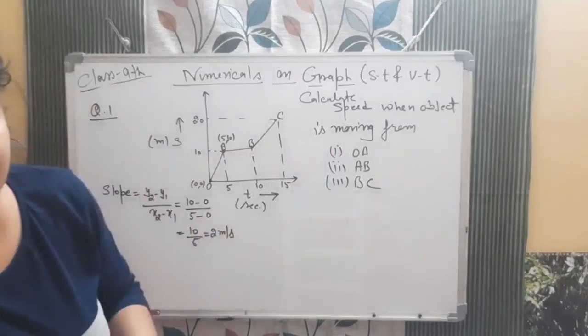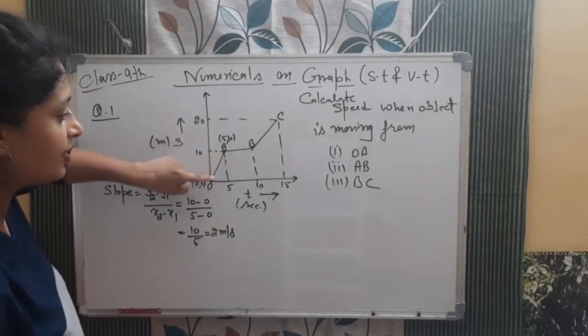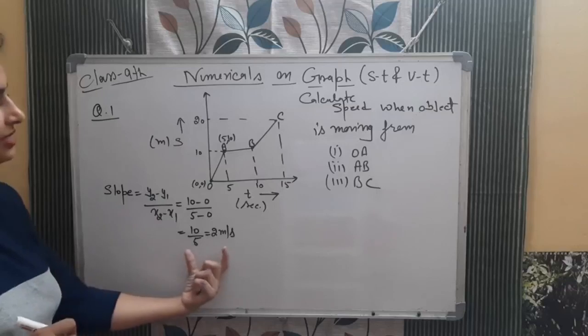We have to calculate slope. Our path is O to A. So we will take 1 point here, 1 point here. We will apply y2 minus y1, x2 minus x1, and we got 2 meter per second O to A.